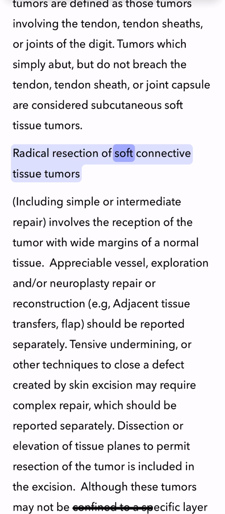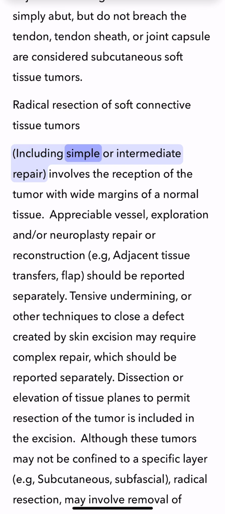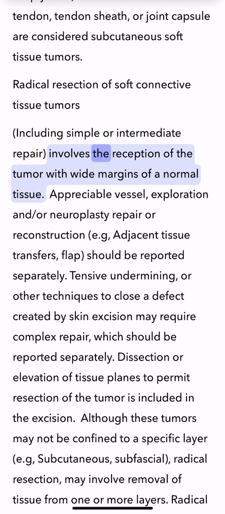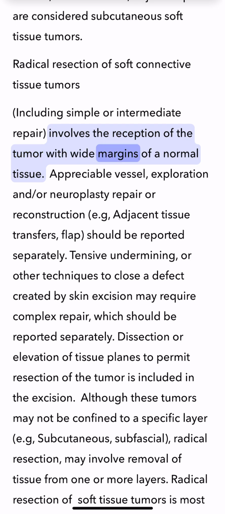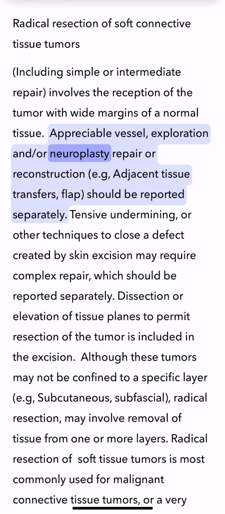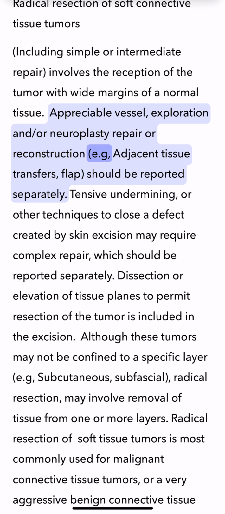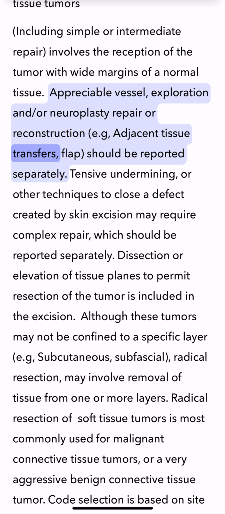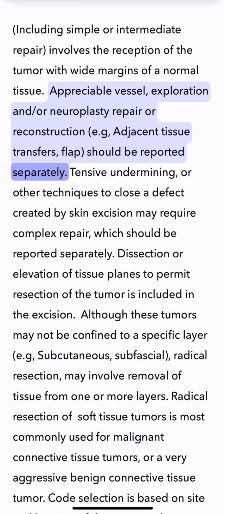Radical resection of soft connective tissue tumors, including simple or intermediate repair, involves the resection of the tumor with wide margins of normal tissue. Appreciable vessel exploration and/or neuroplasty, repair or reconstruction, for example, adjacent tissue transfers, flap, should be reported separately.